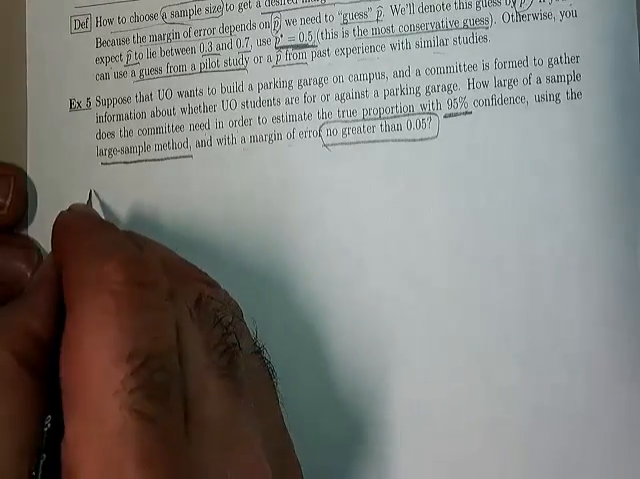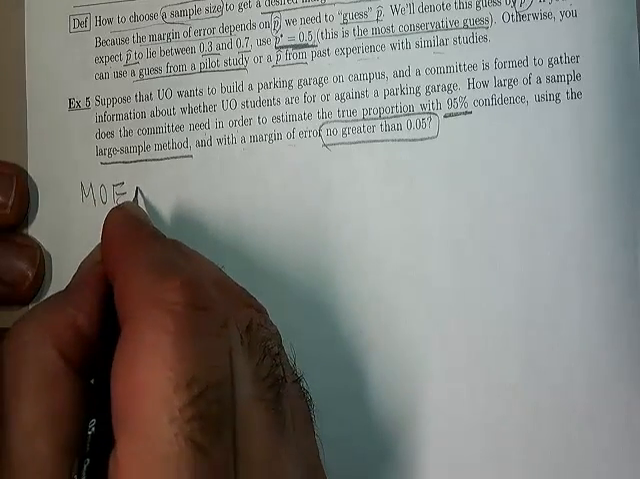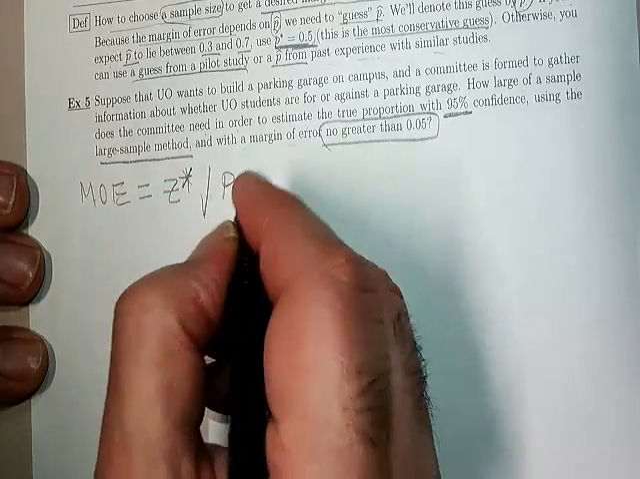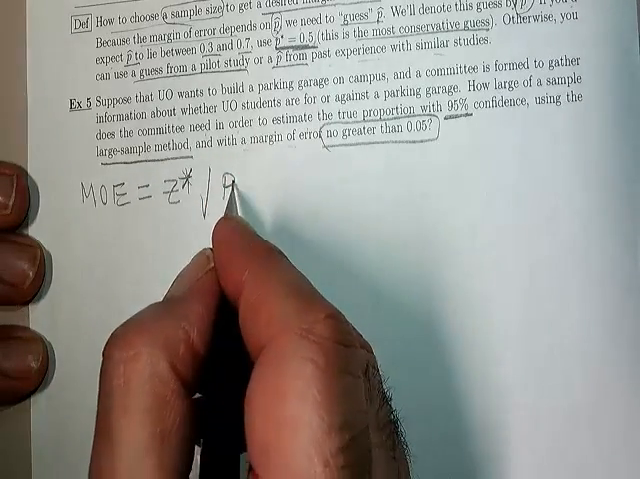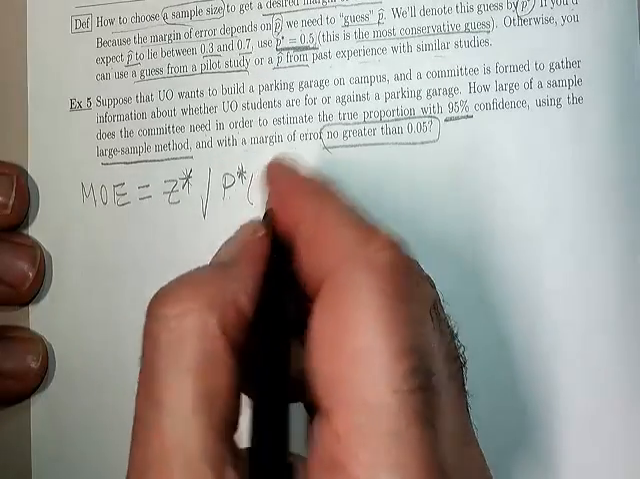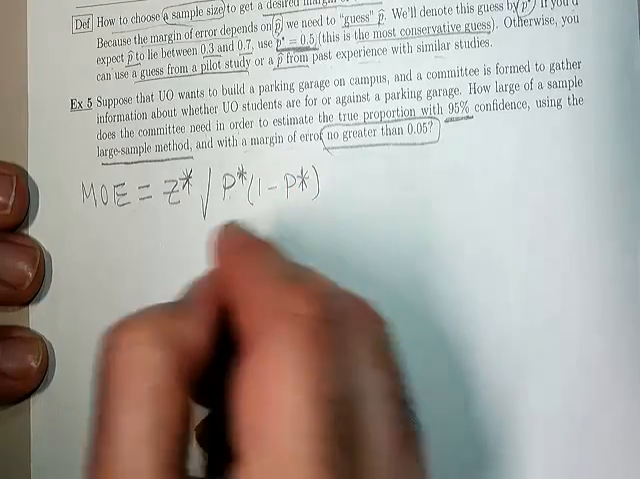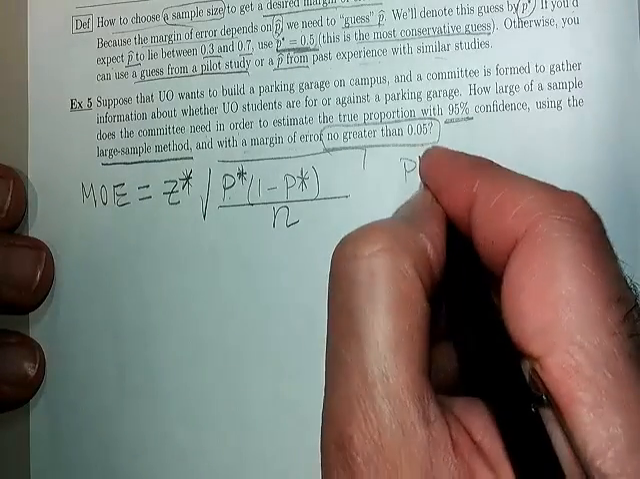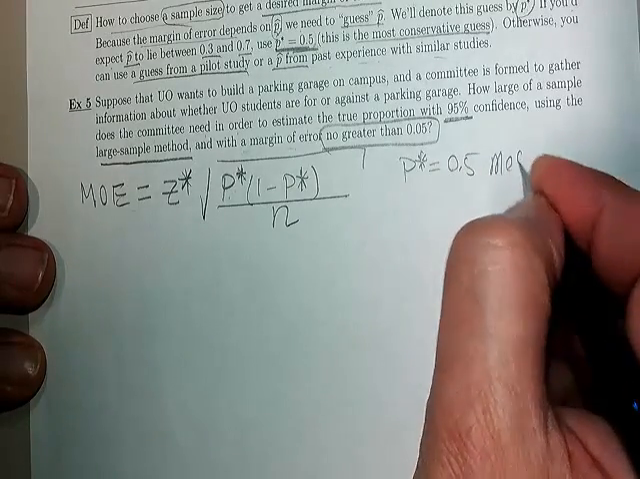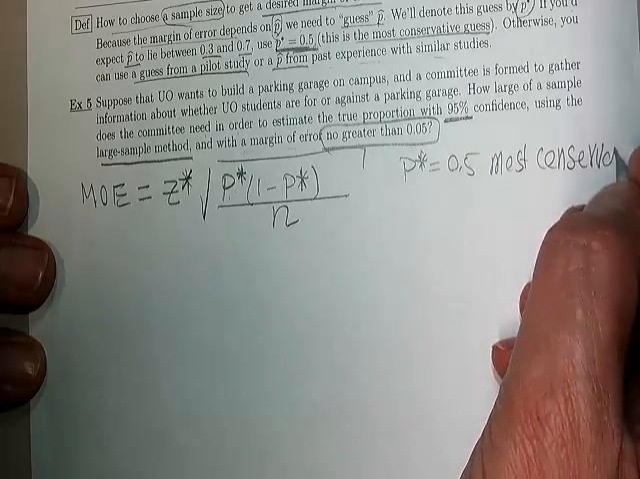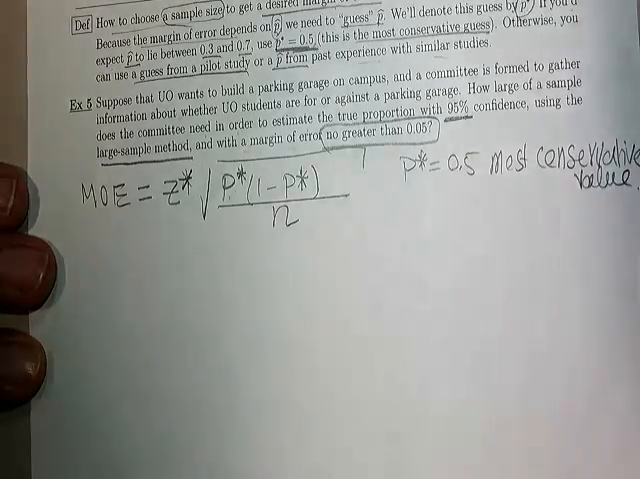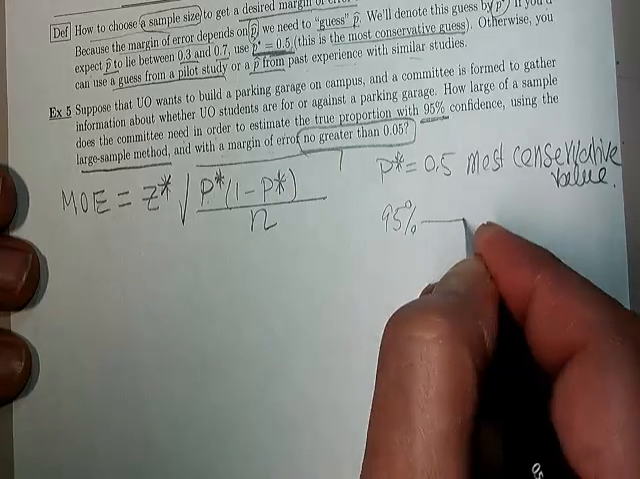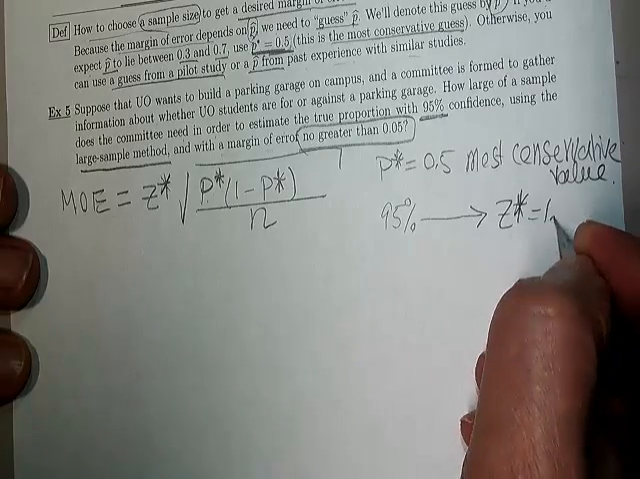So we are going to use, therefore, the margin of error. It's going to be, remember, z star. We had this one before, right? Instead of writing p hat, since we are going to guess what p is, we're going to put p star. When it comes to the size, that's what we do: square root of p star times 1 minus p star divided by n. The most conservative value, p star, we said is 0.5. And if you look at the 95% confidence interval, that gives you z star to be 1.96.